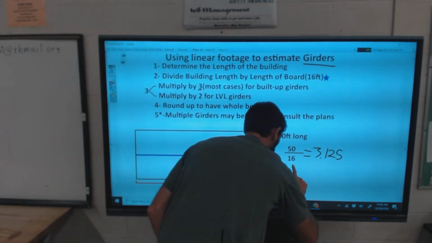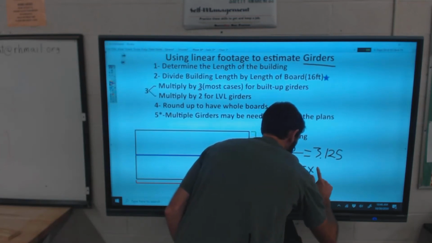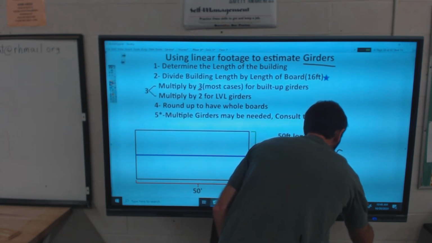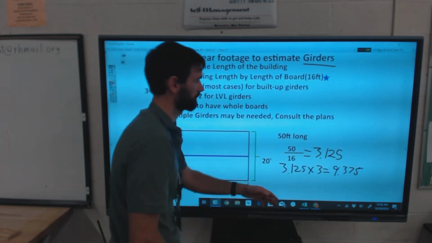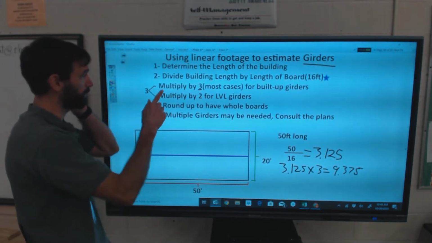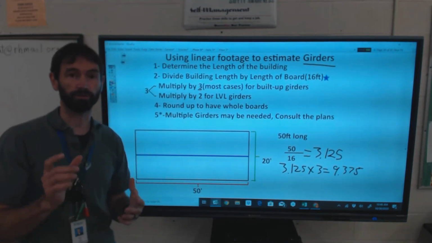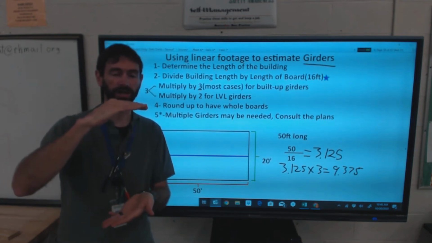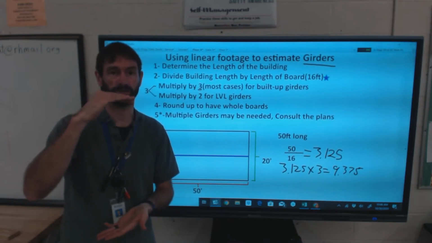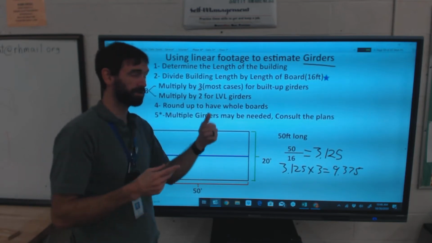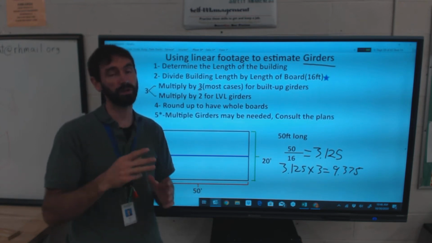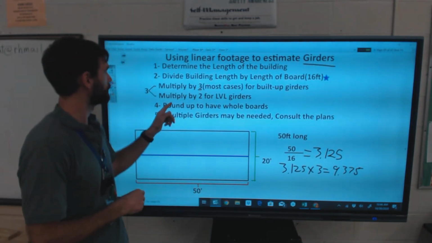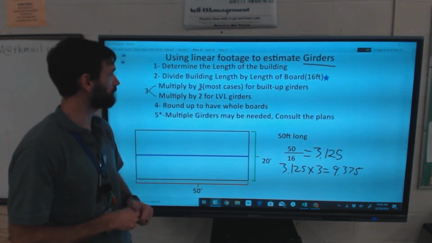So 3.125 times 3 is 9.375, and 9.375 is what we would need for built-up girders. Now, if we're doing LVLs, remember the LVL is that stacked thick plywood that's cut into different size beam dimensions. In that case, most of the time you need 2. Occasionally you'll need 3 if you're trying to span a real long opening, but most of the time 2 is what is required. So you multiply by 2 for LVL girders.